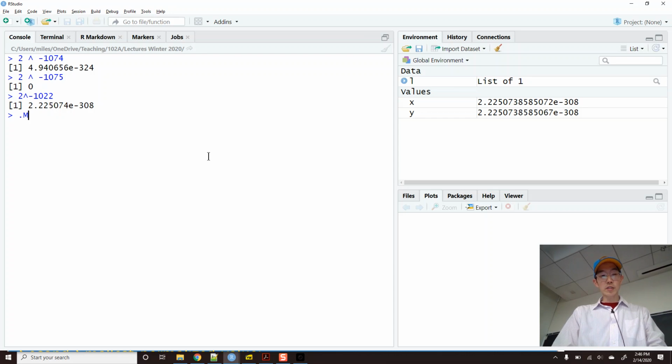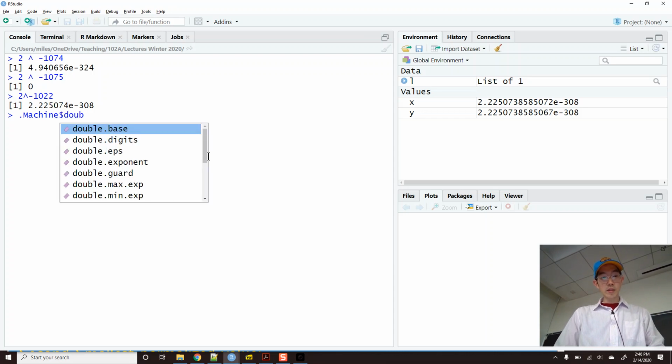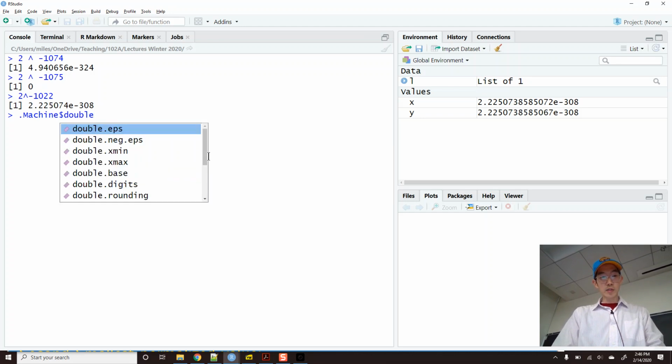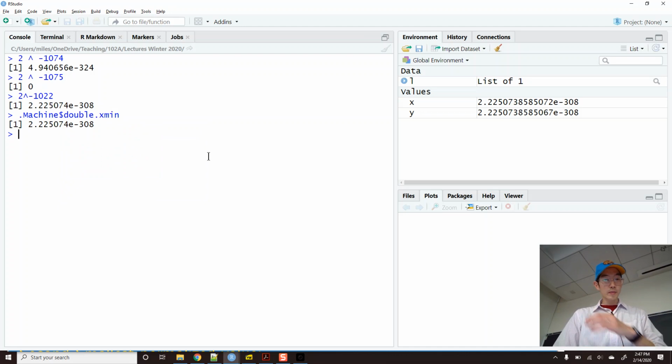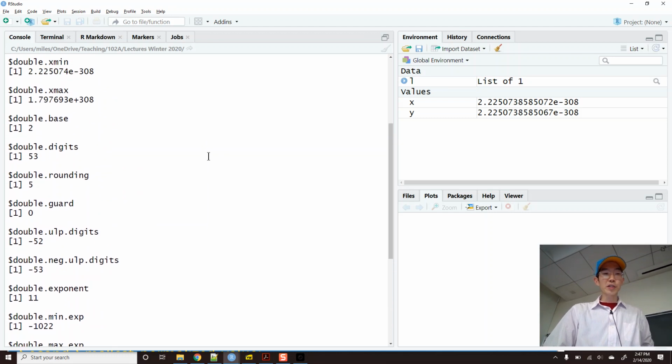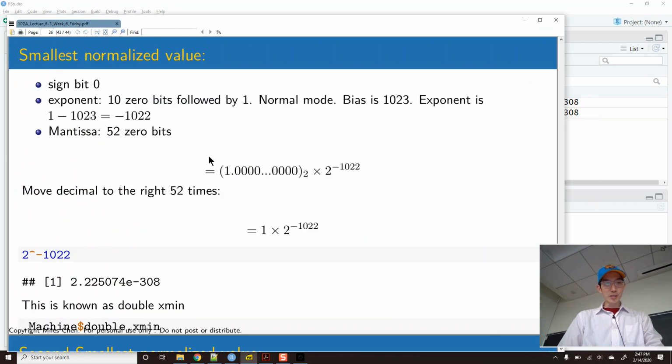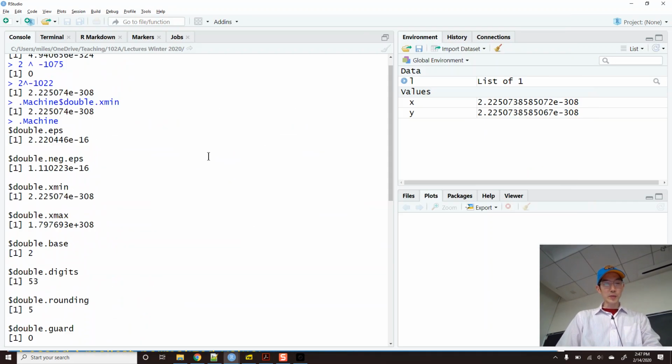This is also known as dot machine double x min. If you type in dot machine, it will tell you the smallest and biggest values that it can represent. And I didn't have time to complete all of my slides here.